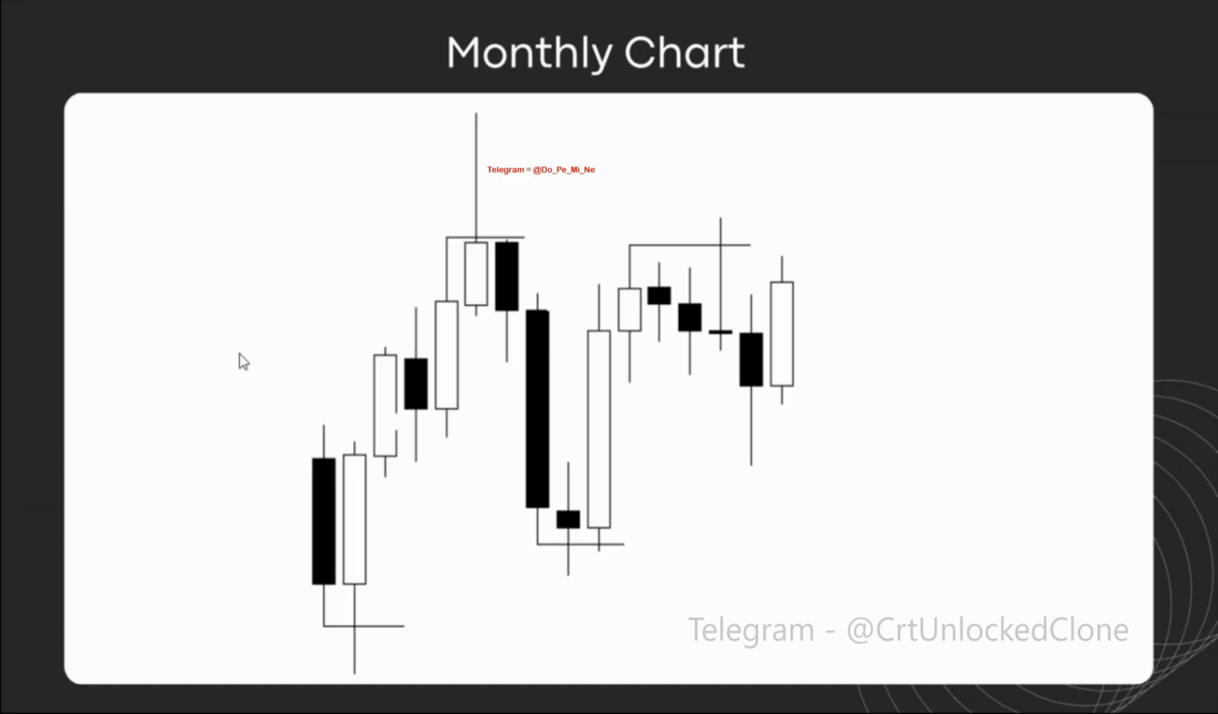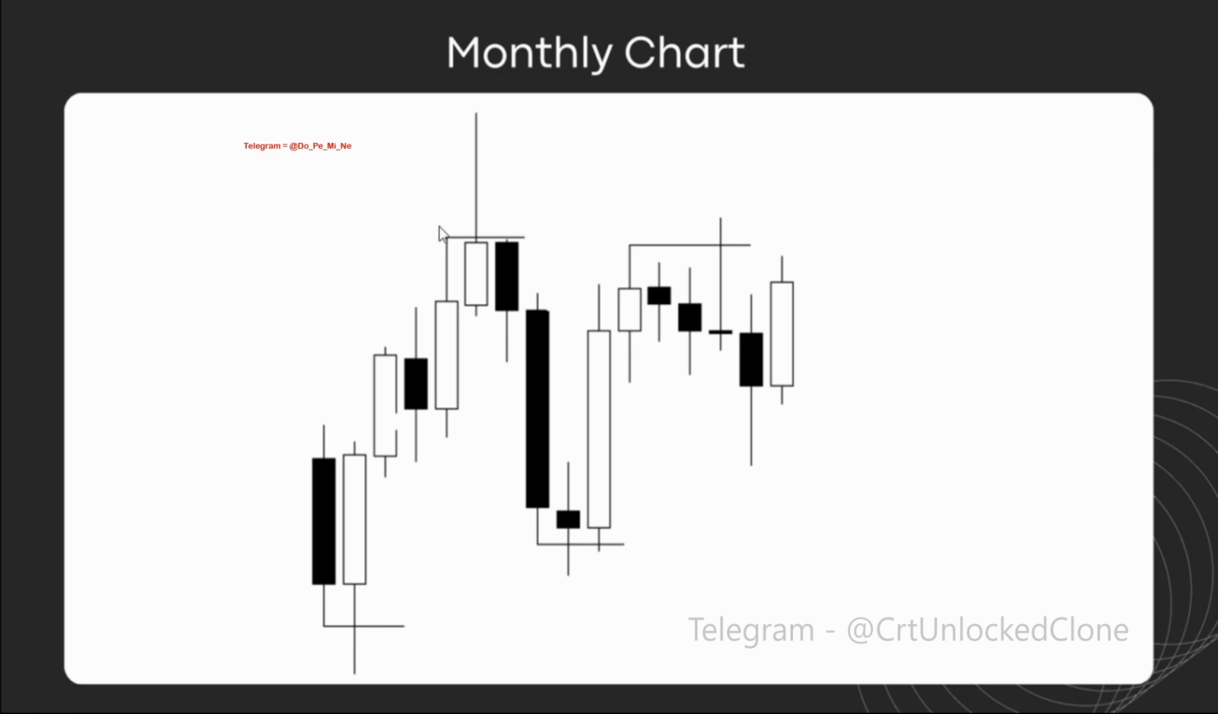We start right with the monthly chart and find a particular draw on liquidity or direction, which we further refine on the lower time frames such as the weekly or the daily. Comparatively speaking, right? If we compare weekly and daily to the monthly time frame, then obviously they're lower time frames.